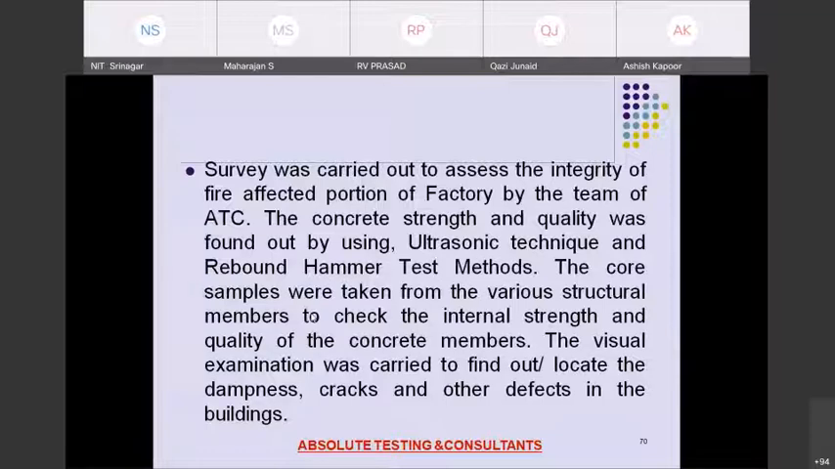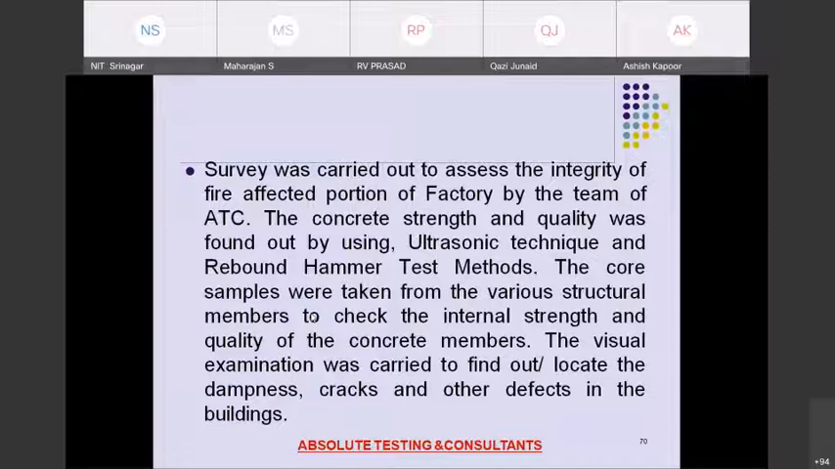The concrete strength and quality was found out by using the same ultrasonic pulse velocity and rebound hammer test methods. Core samples were taken out from various structural members to check the internal strength and quality of the concrete members. The visual inspection was carried out to locate the dampness, cracks, and other defects in the building.